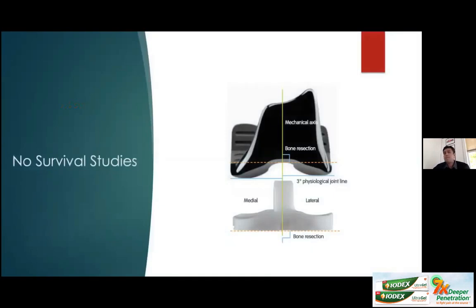In asymmetric designs, a lot of implant companies have introduced this. There are newer studies coming out. There are really no medium or long-term survival studies. So we have to be a little bit cautious whether or not preserving that 3 degrees of joint line varus makes any difference. And if you think about it, let's say you have a patient in 10 degrees of valgus, and all of a sudden you do a mechanically aligned knee and put them in 3 degrees of varus with this type of implant. Are they going to be happy or not?